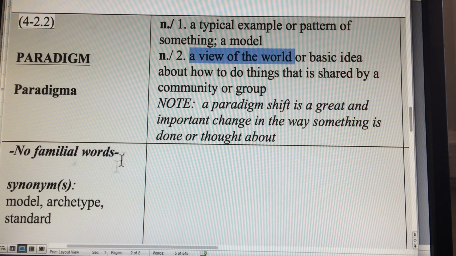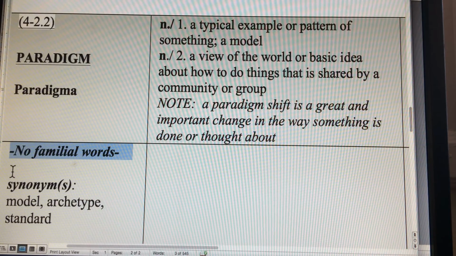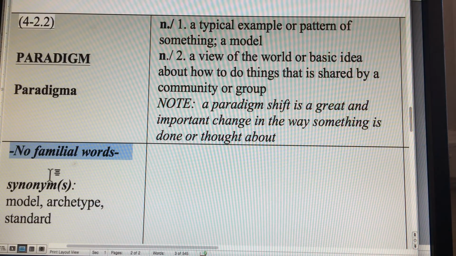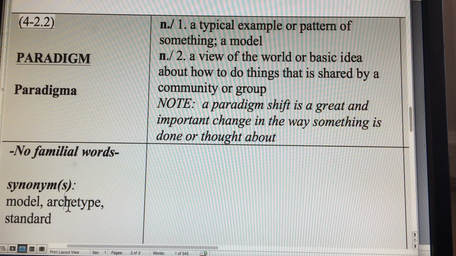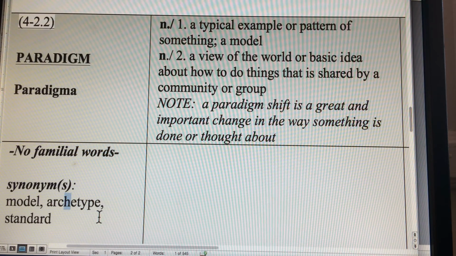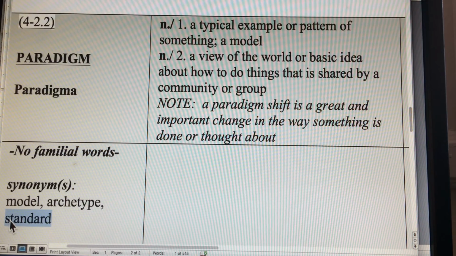Okay, you'll be pleased to know there are no familiar words for paradigm. It's just a noun, and so you need to use it as a noun in your original sentence. And you have as your synonyms model, archetype, and the H is silent, so we say archetype, okay, which again is a typical example, or standard. All right, those are your 3 synonyms.